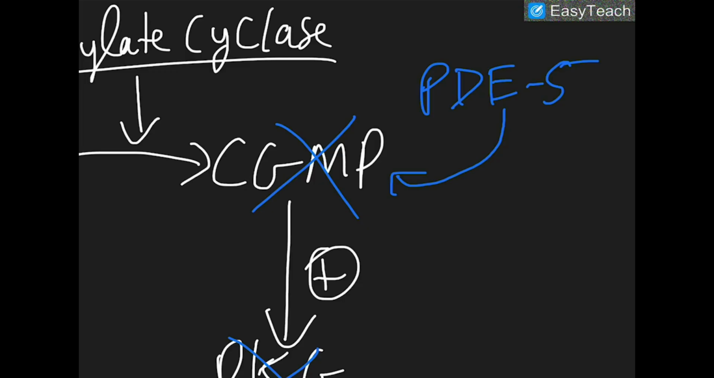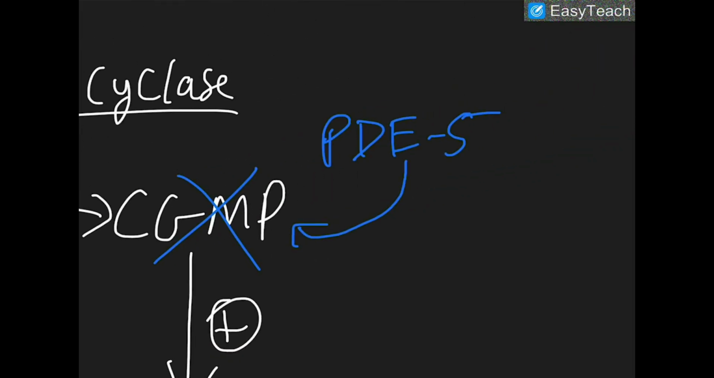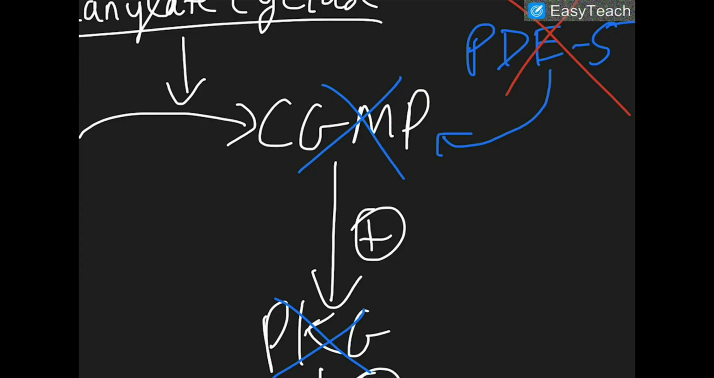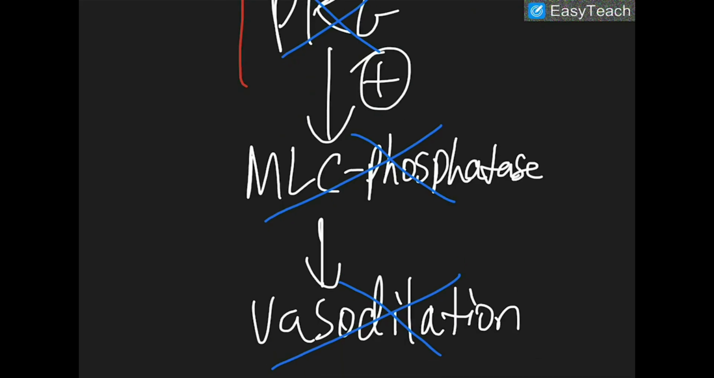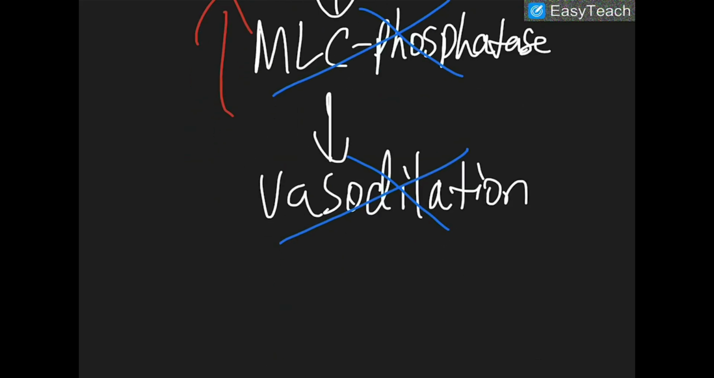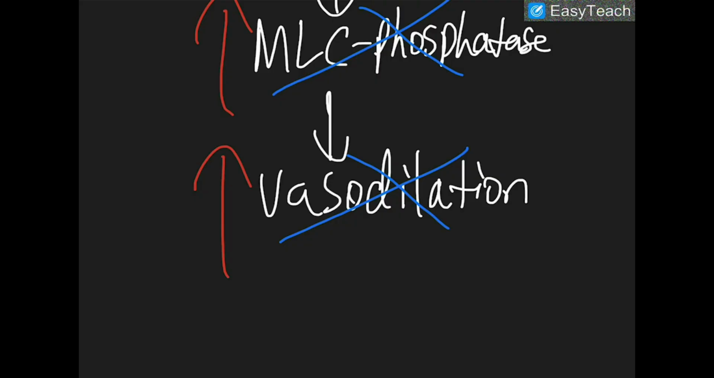But if someone's taking Viagra for erectile dysfunction, let's say, and on top of that they start taking nitrates, what do nitrates do? First, let's write this down. If you're taking Viagra, you're inhibiting PDE5, which means you're not going to break down cyclic GMP. So the concentration of cyclic GMP is going to increase. You're going to have more protein kinase G, more myosin light chain phosphatase activation, and more vasodilation, which can be helpful in someone with erectile dysfunction.